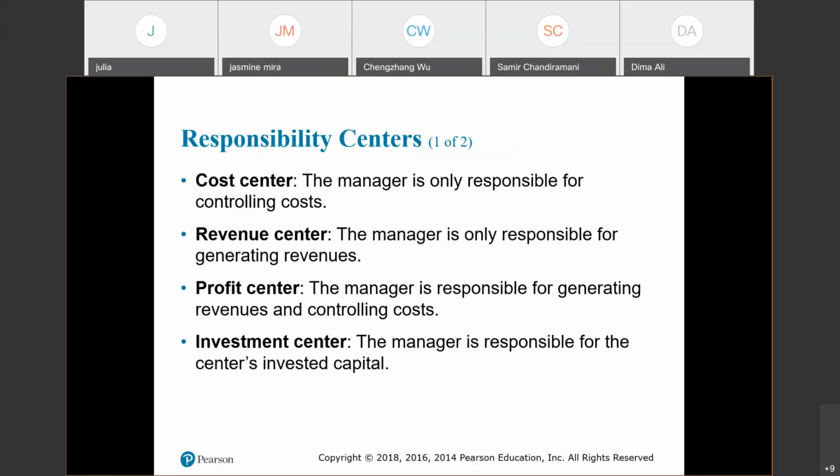The last type is investment center. In the investment center, the manager is responsible for generating profits and efficiently managing the center's invested capital. Managers of investment centers, for example, division managers of a chain of stores, should be responsible for generating sales, controlling expenses, managing the amount of investment in the capital expenditure required to earn the income, and planning future investments for growth and expansion.